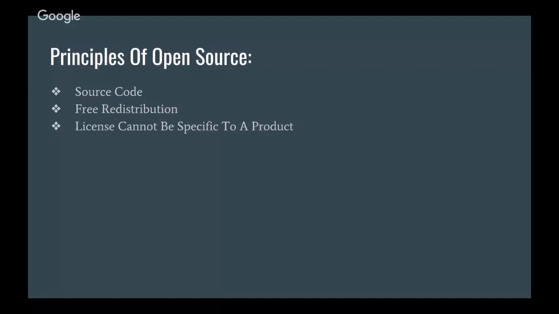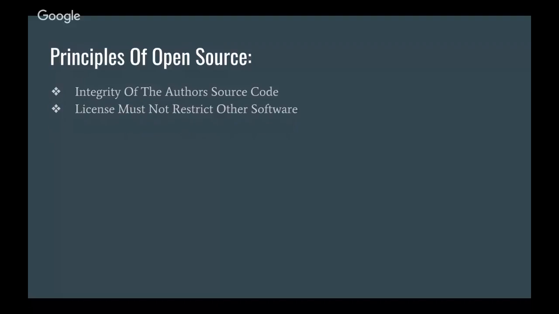Then, the license must not be specific to a product. The rights attached to a program must not depend on the program's being part of a particular software distribution. If the program is extracted from that distribution and used or distributed within the terms of the program's license, all parties to whom the program is redistributed should have the same rights as those who are granted the original software distribution. Then I have some more principles on the next slide.